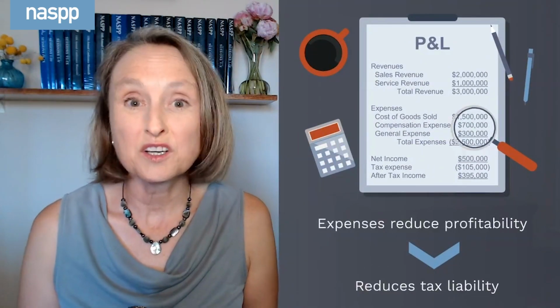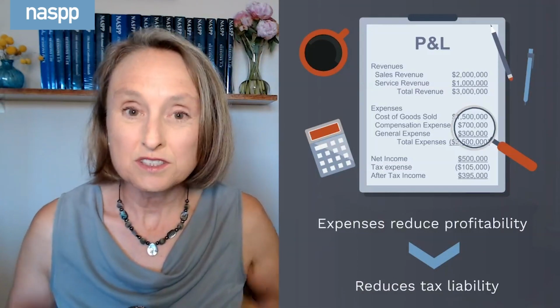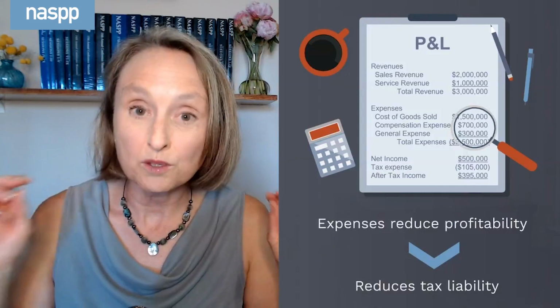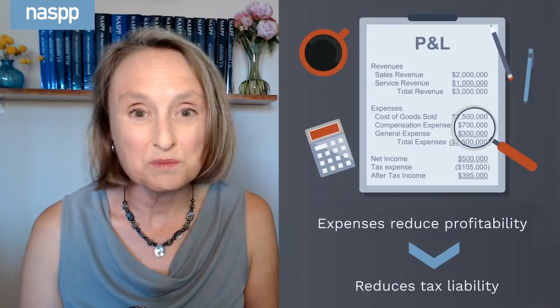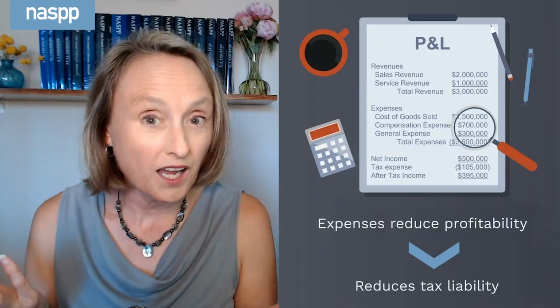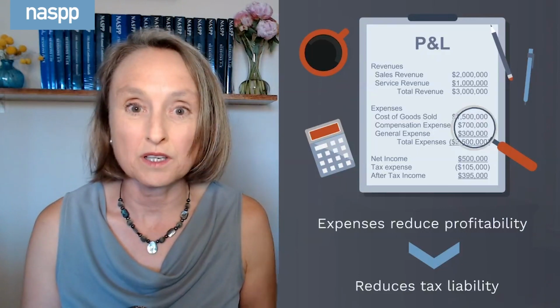Normally, expenses that companies report reduce the amount of tax that they have to pay. You can see here in my sample P&L, or profits and loss statement, that even though the company reported revenue of $3 million, they're only paying tax on the $500,000 of net income that they report for the period.